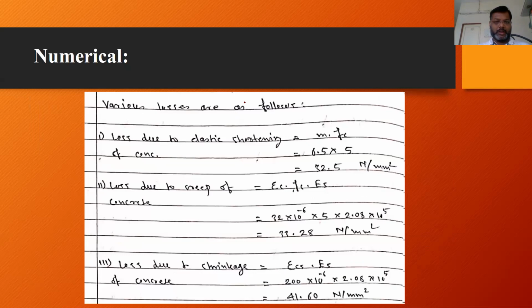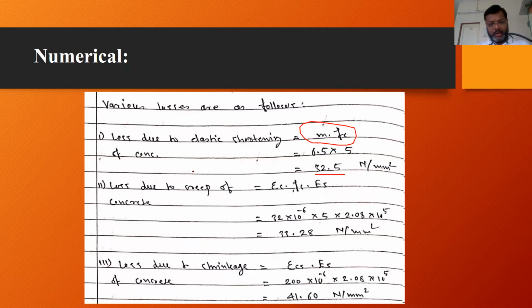The first is the loss due to elastic shortening of concrete. We can calculate it by using the relation m into Fc. The value of m we have already calculated, m is 6.5, Fc is 5. So just multiply these two values, so that we get the loss due to elastic shortening as 32.5 Newton per mm square. Then loss due to creep of concrete.